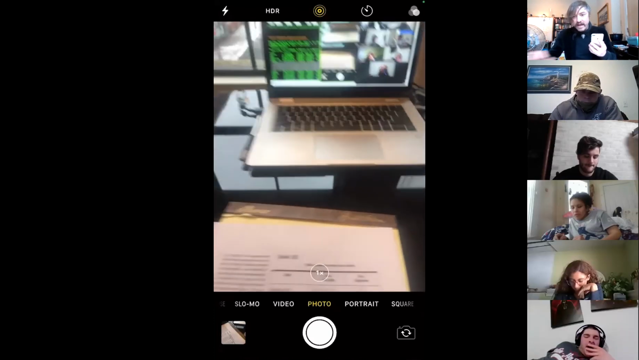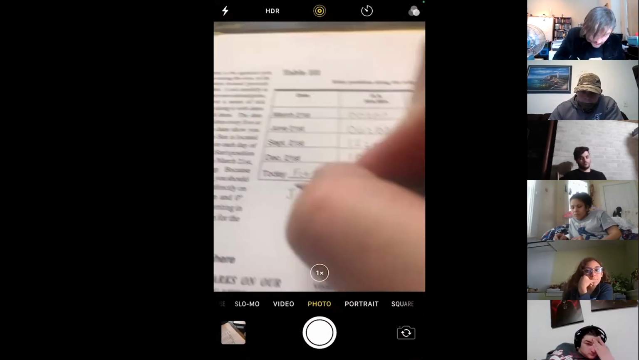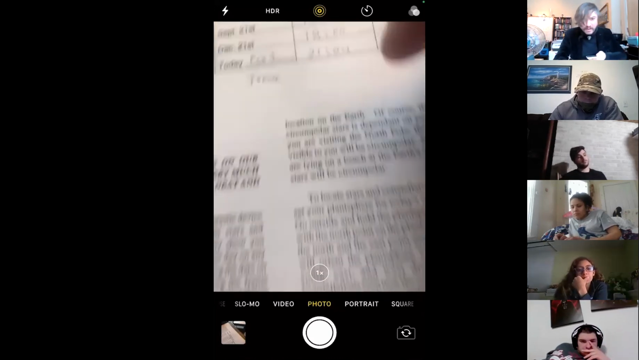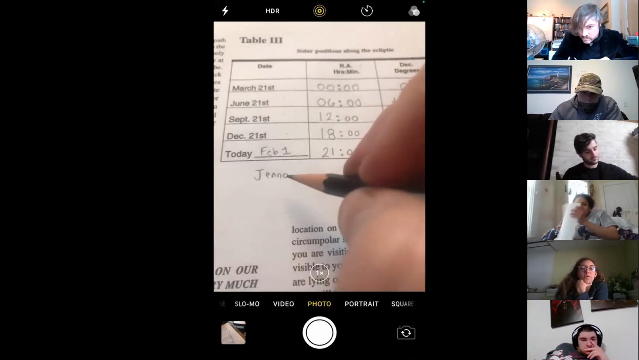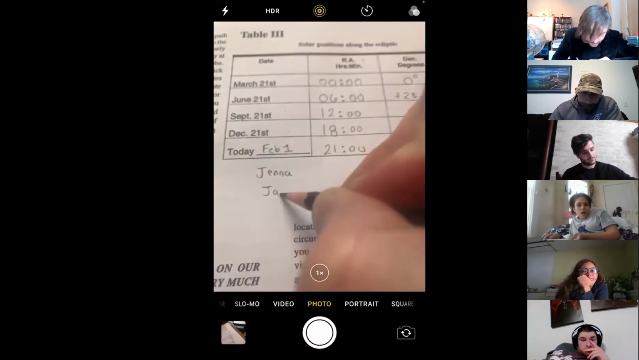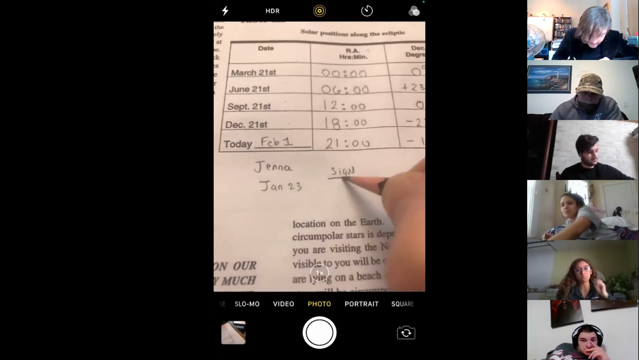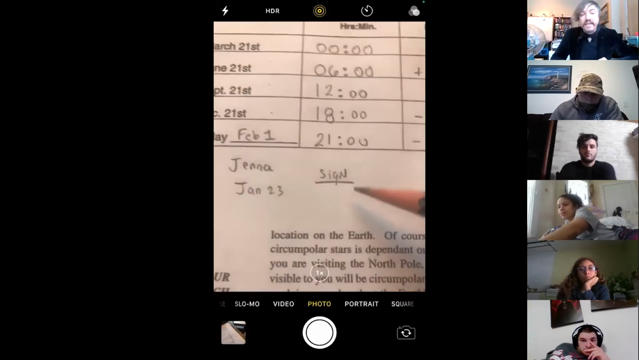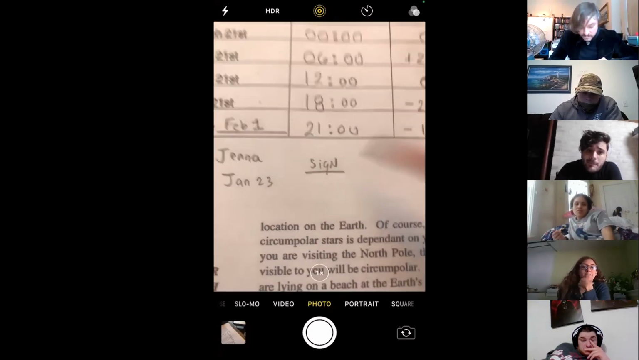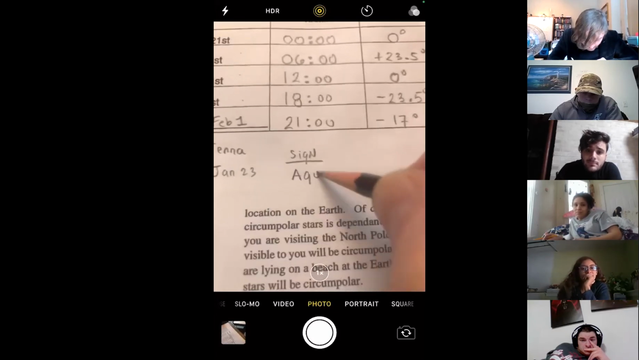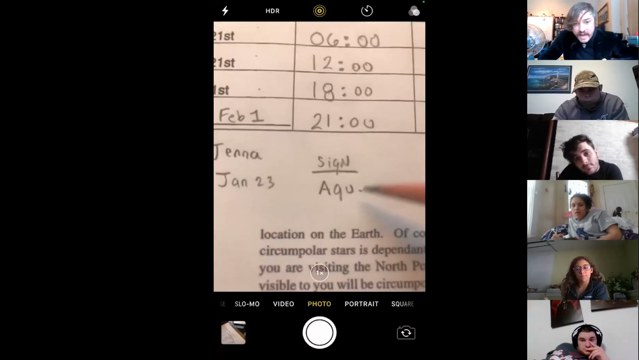Let's pick a student in this class. Let's pick Jenna. Jenna, I want you to give me your birthday, but just the month and the date, not the year. Okay. It's January 23rd. And I want to know, what is your sign supposed to be if you look in a magazine like Cosmo, or if you look on CoStar? Aquarius. Okay. So she's supposed to be an Aquarius according to CoStar or whatever astrology app she uses.